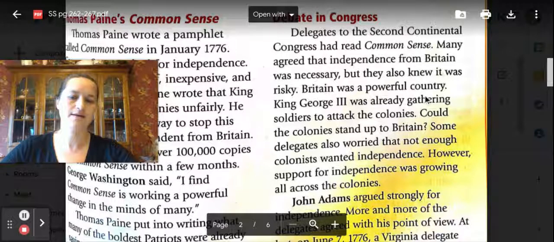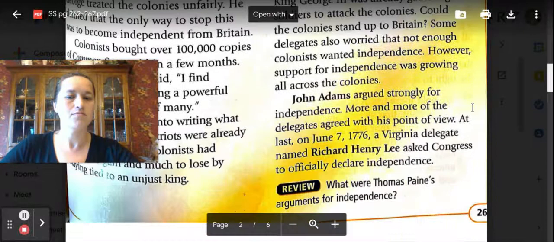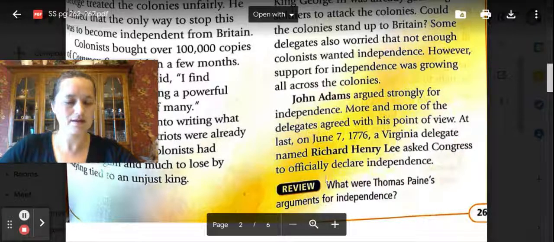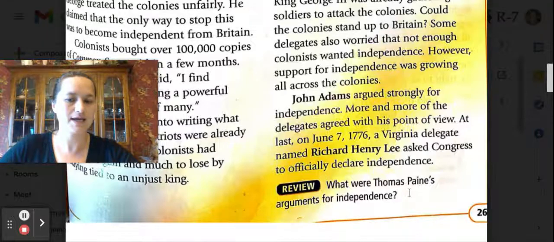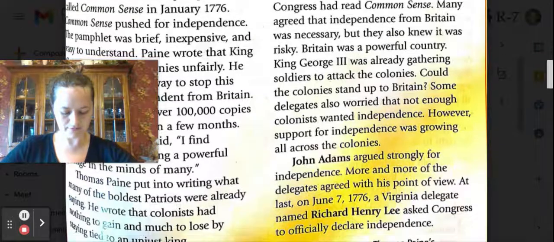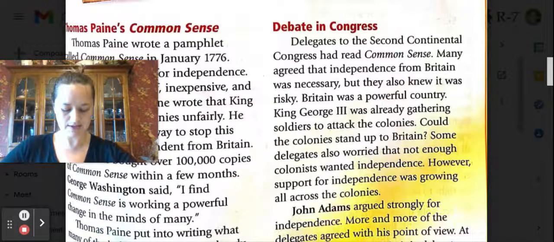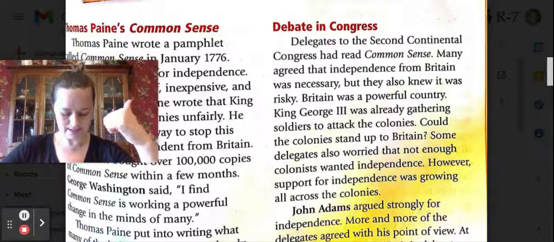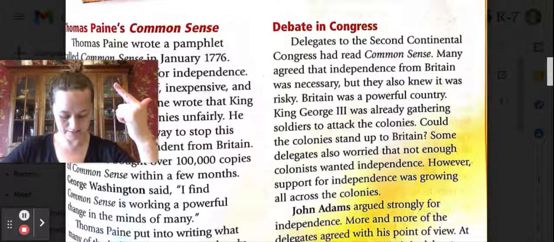John Adams argued strongly for independence. More and more of the delegates agreed with his point of view. At last, on June 7, 1776, a Virginia delegate named Richard Henry Lee asked Congress to officially declare independence. So let's review. What were Thomas Paine's arguments for independence? So Thomas Paine wrote that the king treated the colonies unfairly and said the only way to stop this was to become independent from Britain.